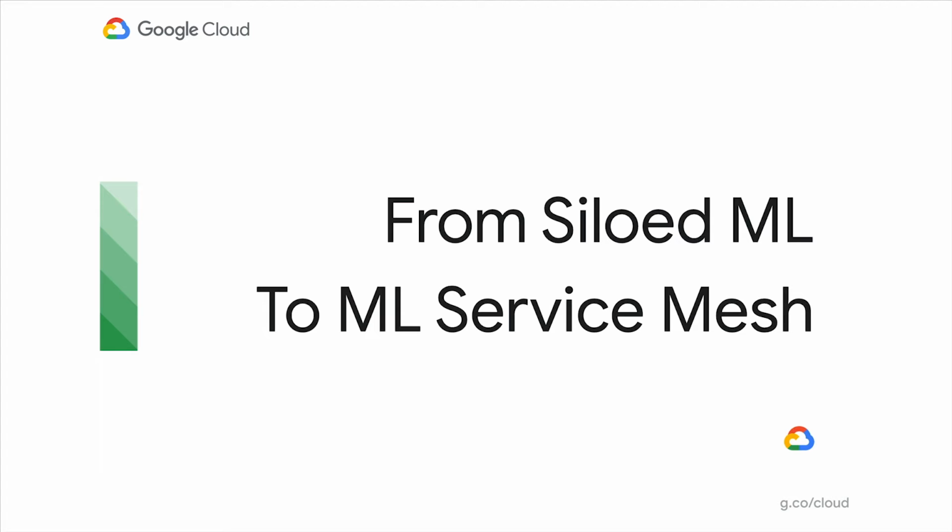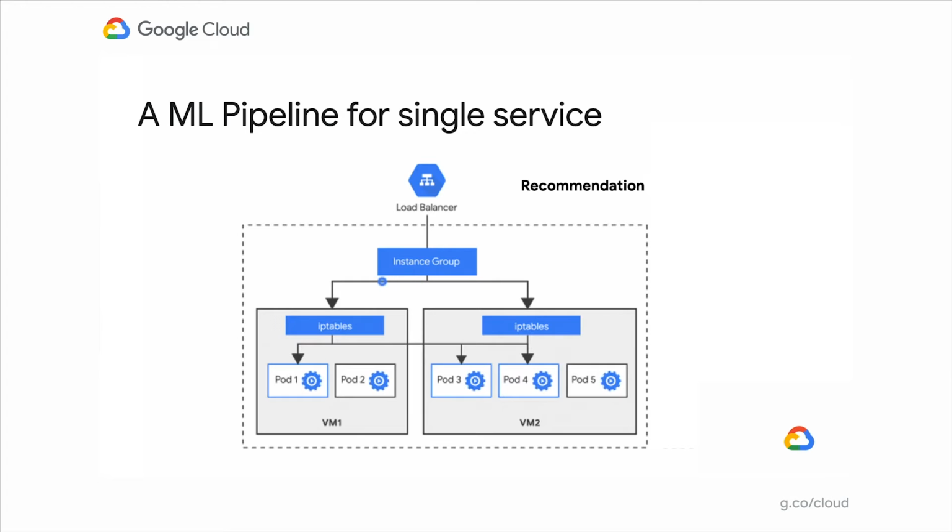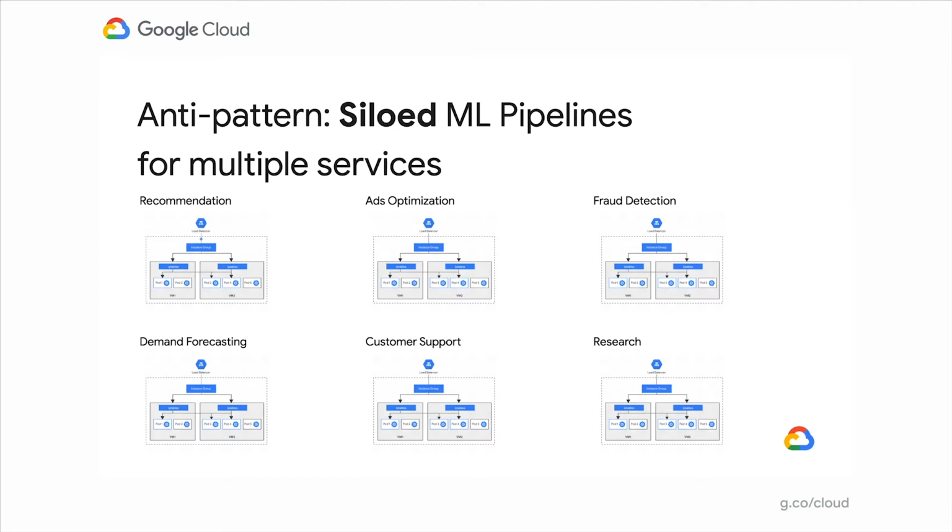But for large enterprises, that is not the end of the story. So for example, let's imagine a scenario where you have just finished building a machine learning pipeline for a single service like recommendation. If it's a large enterprise, then you have to move on to another project like ads optimization. Then you have to build another service: fraud detection, demand forecasting, customer support, research, and so on. So without thinking about sharing any intermediate results or assets, you'd easily end up with multiple silos of machine learning pipelines. That is an anti-pattern called siloed ML.